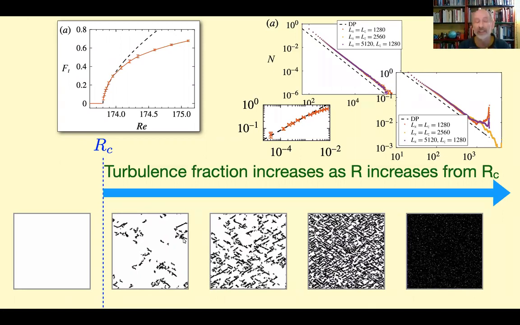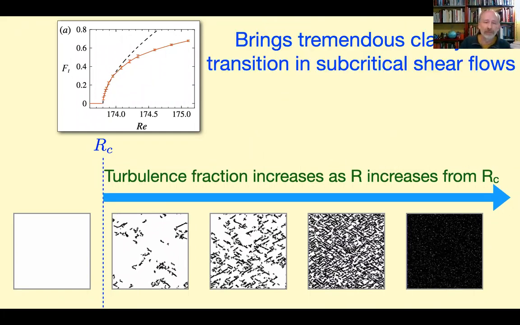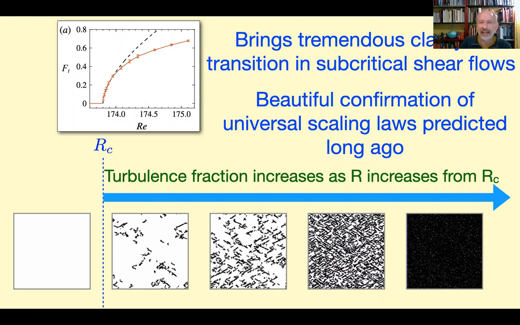And it becomes sparse in a universal way. It obeys a universal scaling in the way it becomes sparse. And so this has brought tremendous clarity in the field to our understanding of how wall-bounded shear flows become turbulent. And in addition to that, we have these beautiful confirmations of these universal scaling laws that were predicted many years ago.